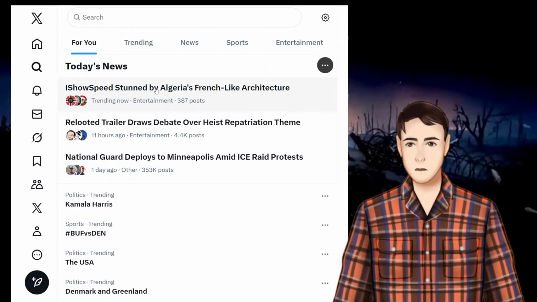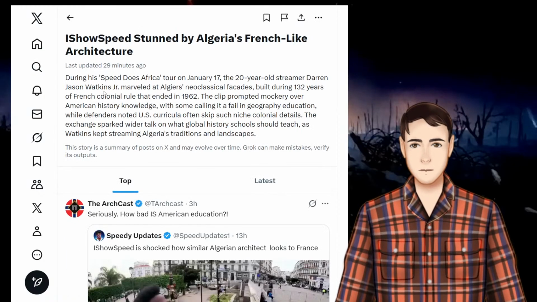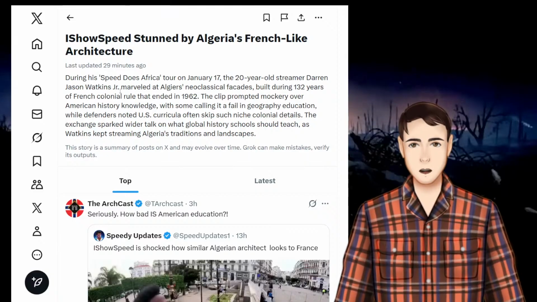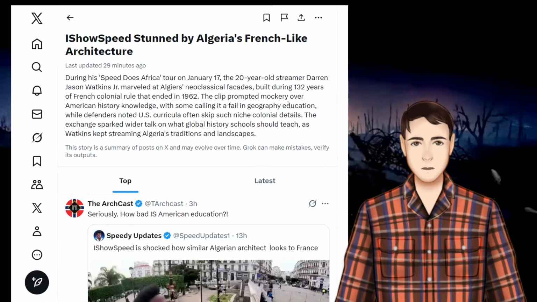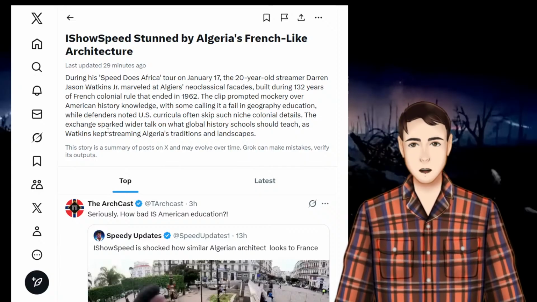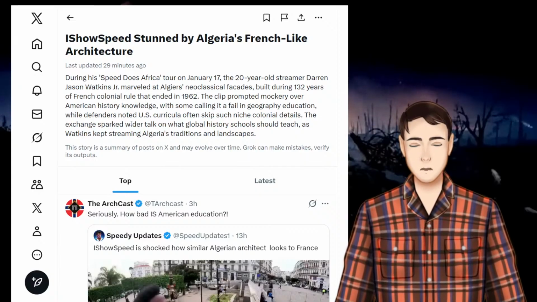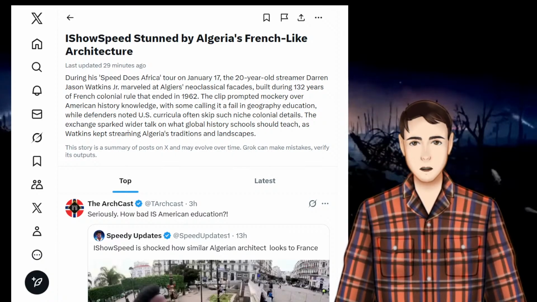What the fuck? IShowSpeed stunned by Algeria's French-like architecture. Yeah, that's because they colonized it for a while. During Speed's Africa tour on January 17th, the 20-year-old streamer Darren Jason Watkins Jr. marveled at Algiers' neoclassical facades built during 132 years of French colonial rule that ended in 1962. The clip prompted mockery over American history knowledge, with some calling it a fail in geography education, while defenders noted U.S. curricula often skip such niche colonial details. The exchange sparked wider talk on what global history schools should teach, as Watkins kept streaming Algeria's traditions and landscapes.